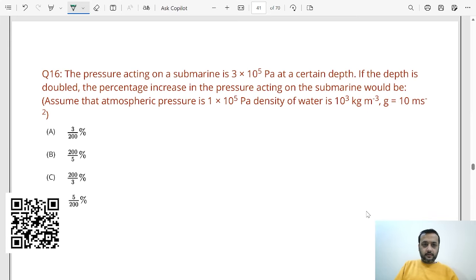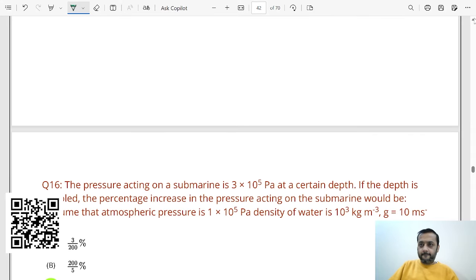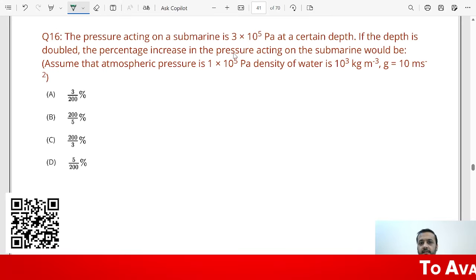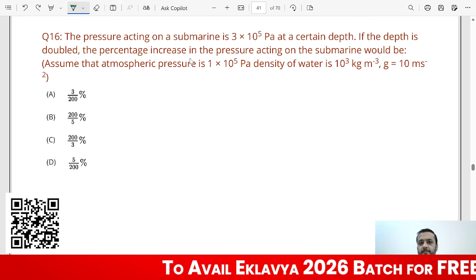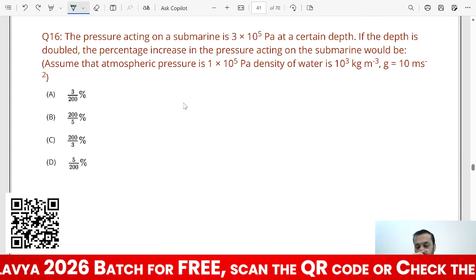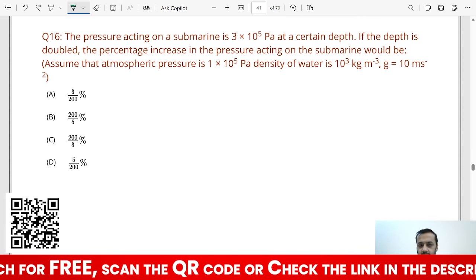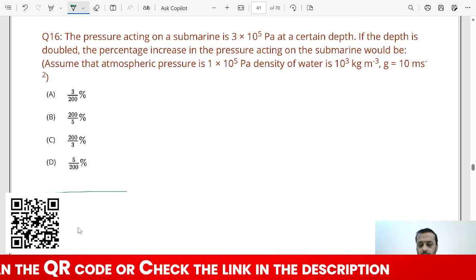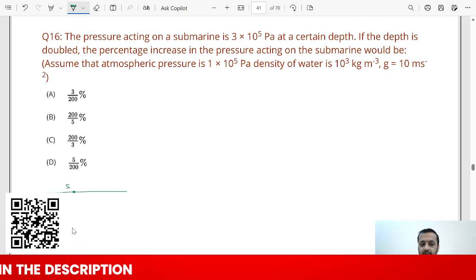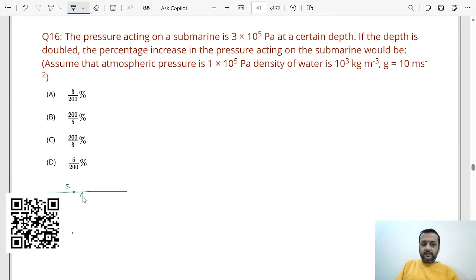Here, what is happening? The pressure acting on a submarine is 3 into 10 to the power 5 at a certain depth. If the depth is doubled, then the percentage increase in the pressure on the submarine would be what? So let us understand what is happening. Let's say this is the sea level, S is a point on the surface of the sea, and there's a point A, which is at a certain depth d.